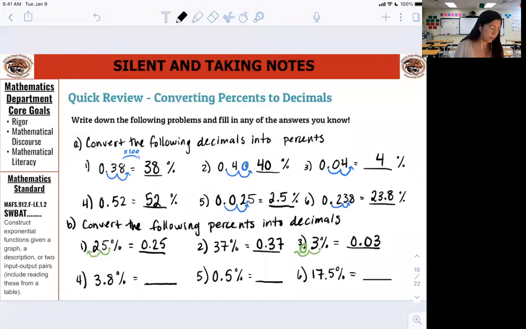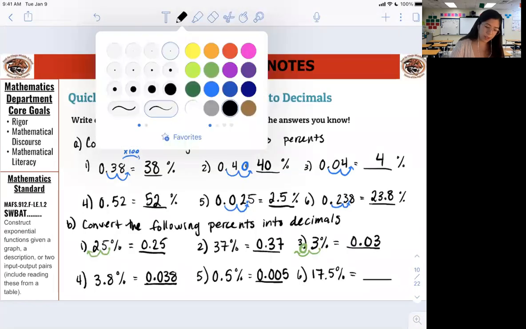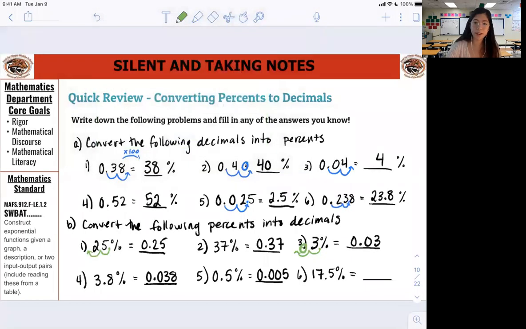3.8%. 0.038. Good. 0.5%. 0.005. Very good. So again, this one's a little bit tricky. Just make sure you have the right amount of zeros because we're moving this 1, 2 steps over. When you move it 2 steps over, we get 2 zeros in front of the 5. And then lastly, 17.5%.